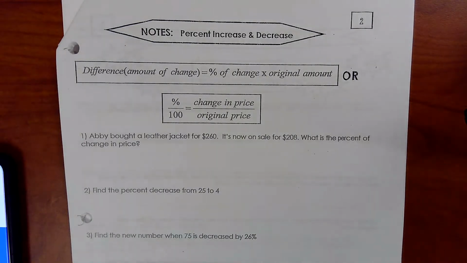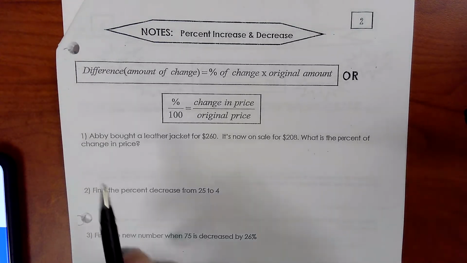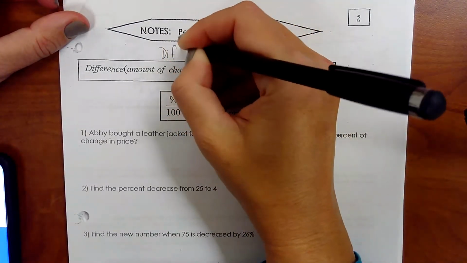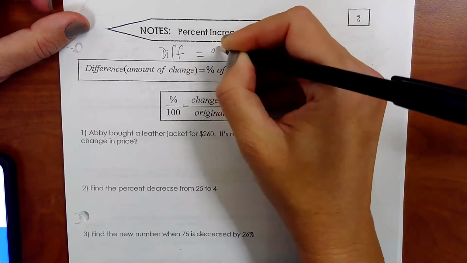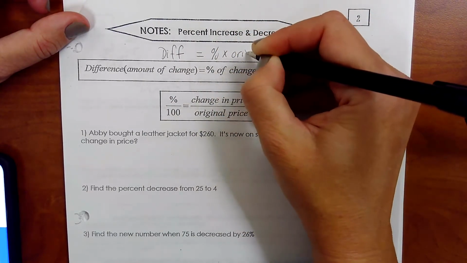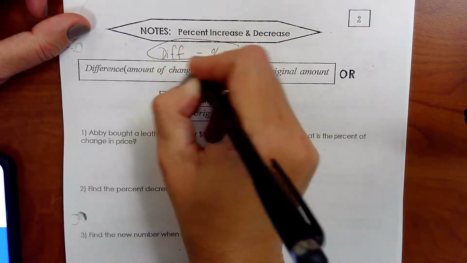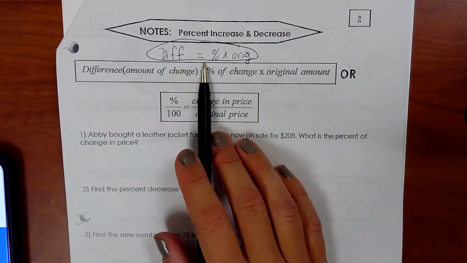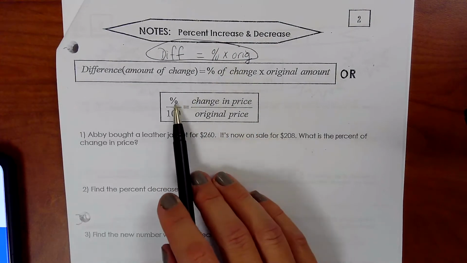Percent increase and decrease. So this is really looking for the percent of the change, of how much something changed. Okay, so this long formula here, I'm actually going to make it a little shorter. So it's always the difference is the percent times the original. All right, that's what's in the box. It's just kind of shortened a little for you. So the difference is the percent times the original.